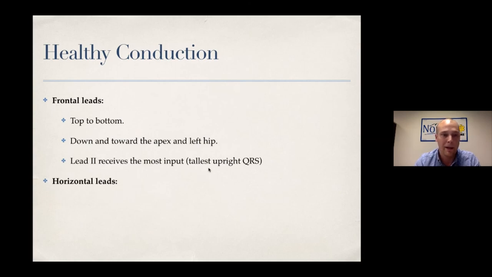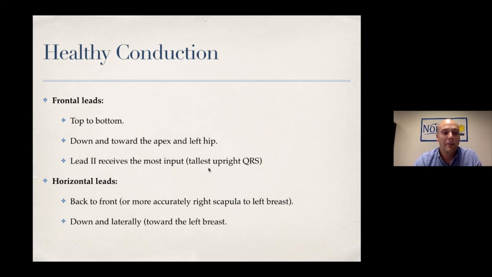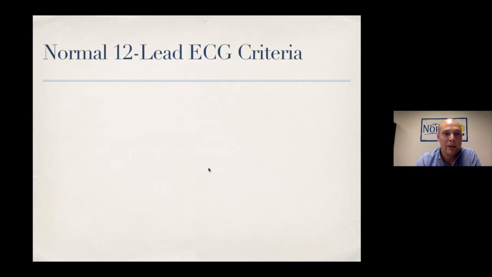As it comes down the bundle of His and moves out towards the left breast, the horizontal leads, remember, look from the back to the front. Most accurately, you could say from the right scapula to the left breast. They look down and laterally, like we talked about, and lead 4 receives the most input and the tallest QRS typically. Now, this is a healthy heart, no underlying chronic conditions, never had an MI in the past, no congenital problems, nothing like that.